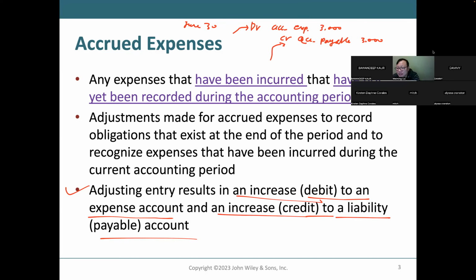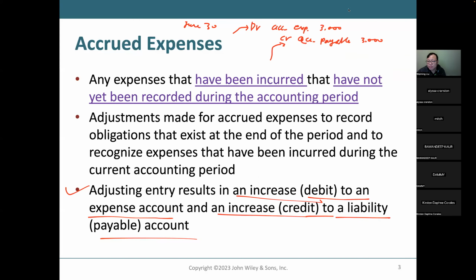Okay, does this make sense? 1, 2, 3. Sum up. Does anyone have any questions?